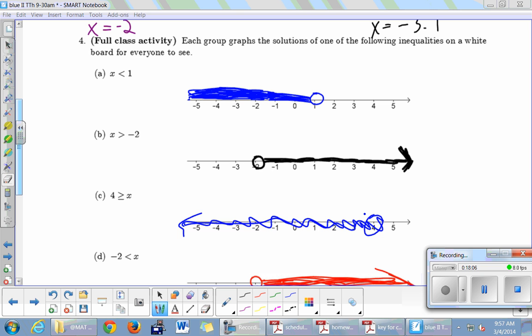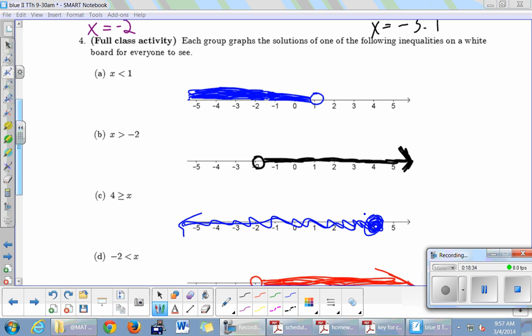Okay, the next one, it's really easy to get this one wrong. Let's take a look. This says 4, and then what's that symbol? Is that less or greater? Yeah, so this is 4 greater than or equal to x. All right, so 4 is the first number, the starting number. And does 4 get filled in, or is 4 empty? 4 gets filled in because of the equal sign. So I'm just going to really highlight that this is filled in right there at 4.